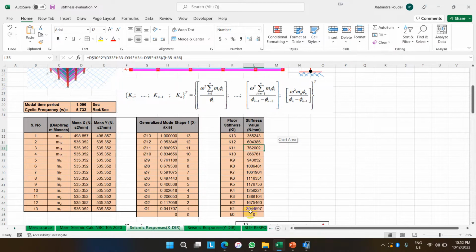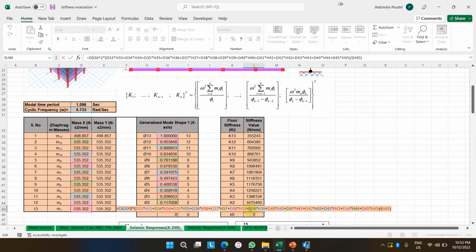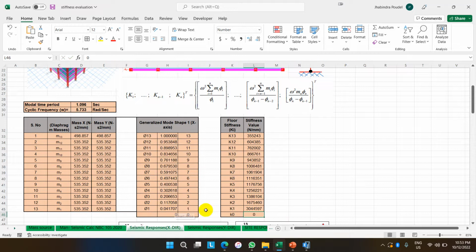Similarly, while calculating the story stiffness of the first floor, as we know that the story stiffness goes on increasing towards the base of the structure, all the story mass and mode shape product values can be added from story first to story 13 and divided by the mode shape of story 1, phi 1. So by this formula, and doing transpose, we got the story stiffness values from story first to story 13.